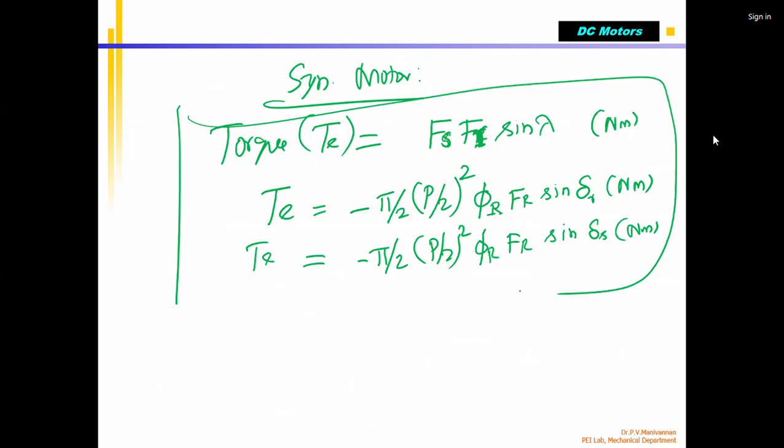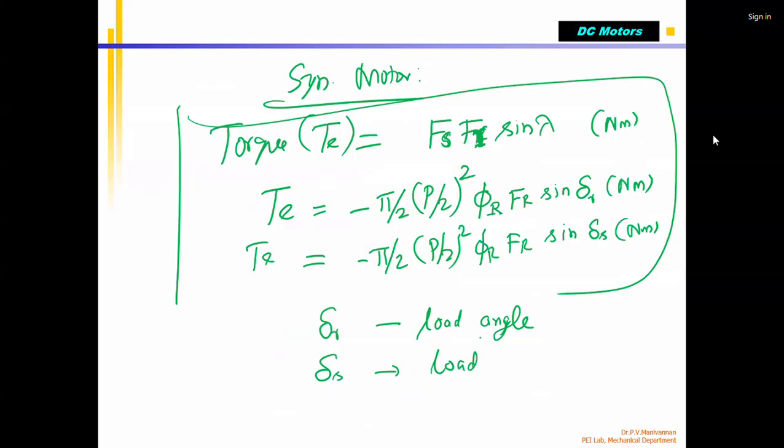Then the next thing is, when we talk about this, delta R is called the load angle, and delta S is also called a load angle, because it is with respect to the resultant angle.